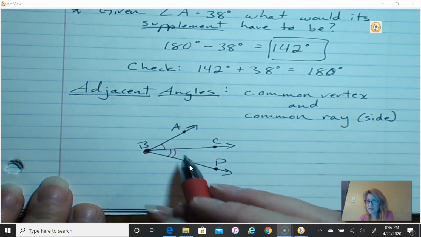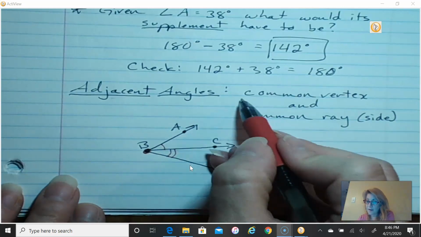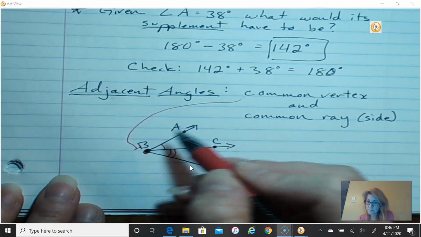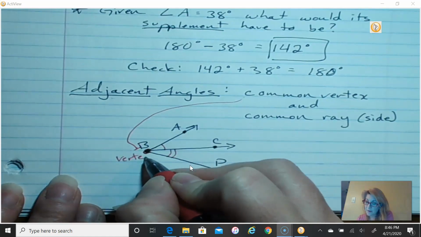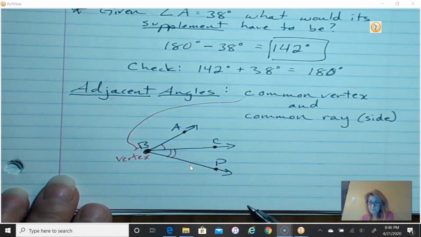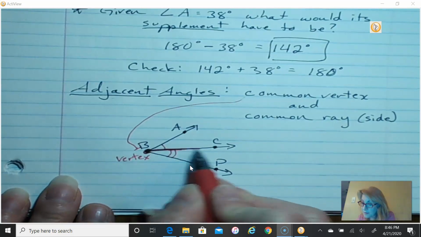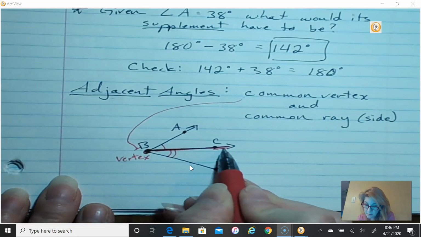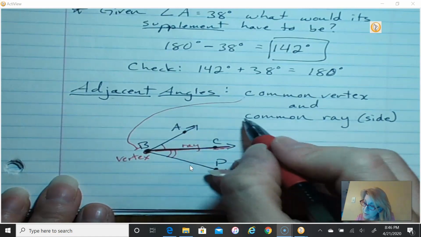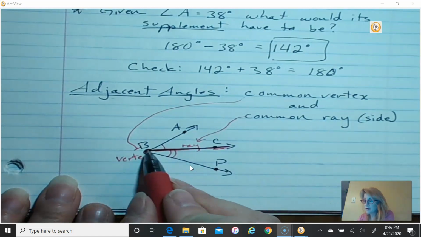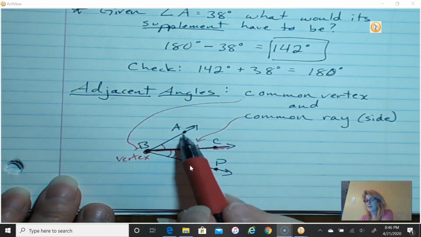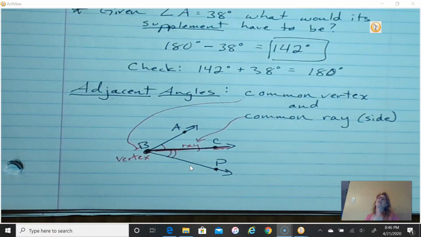That's a D, not a P. All right, notice they have a common vertex. Remember, that's the vertex right there. And this right here is the ray, the common ray. See, they share that. They're adjacent. I would almost say, like, if you were picturing my classroom is right next to Miss Ogletree's, you know, they would be adjacent. It'd be right next to each other, okay?